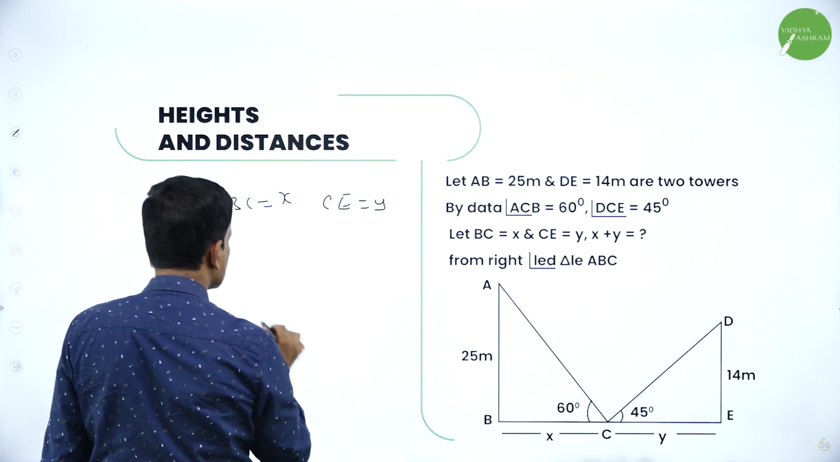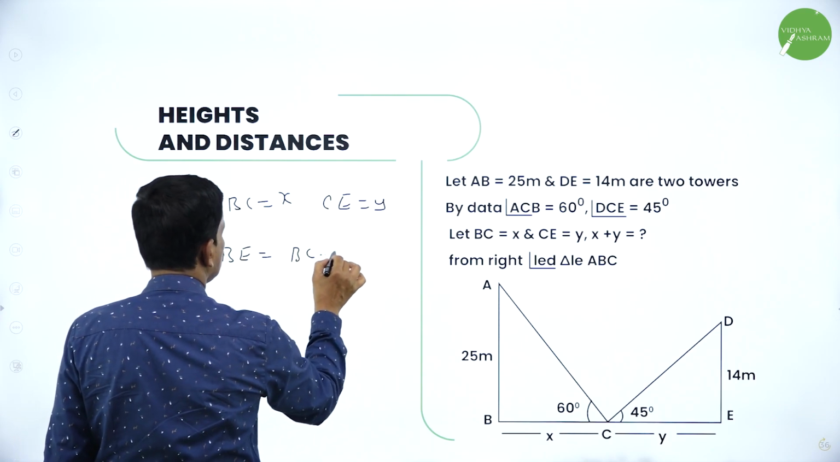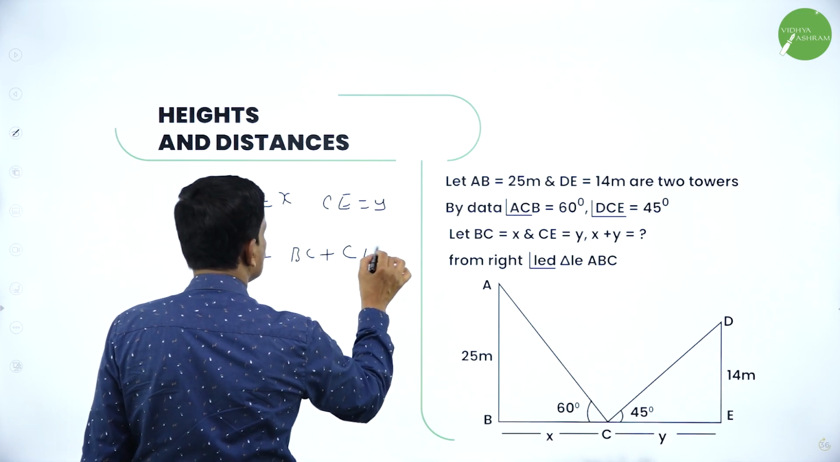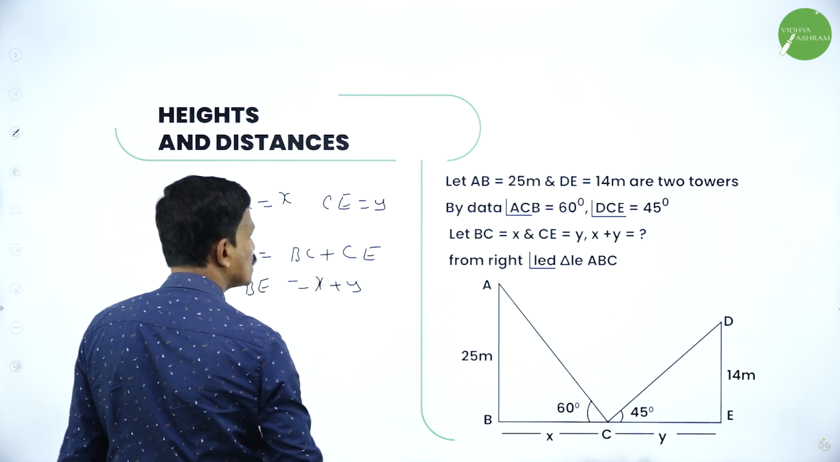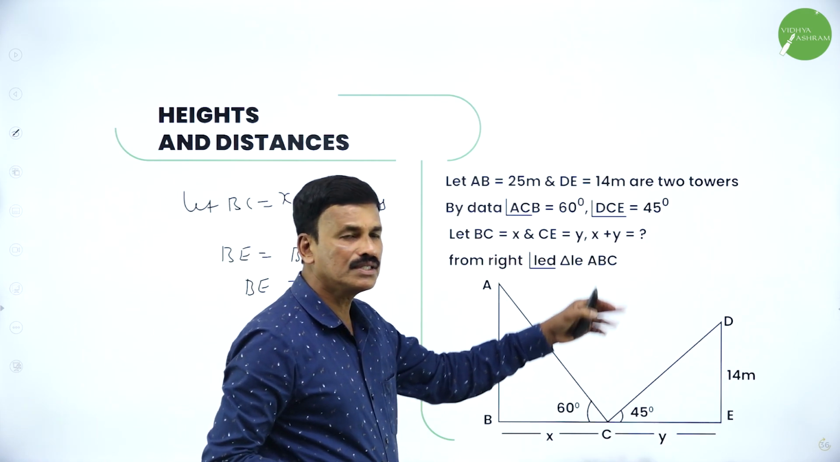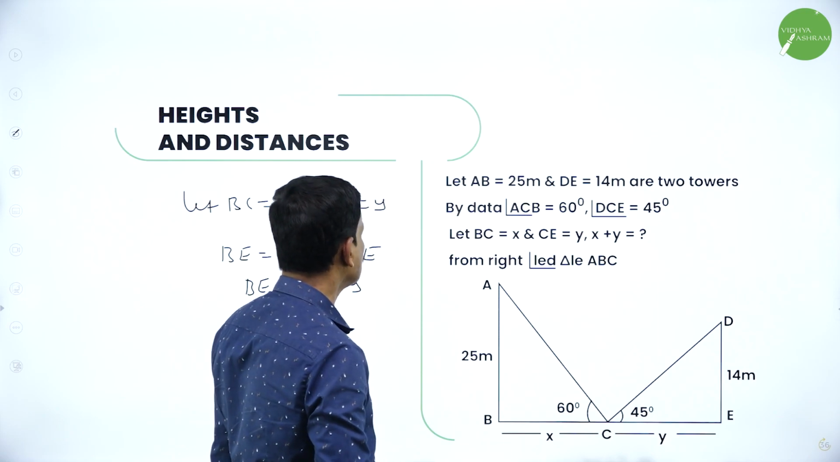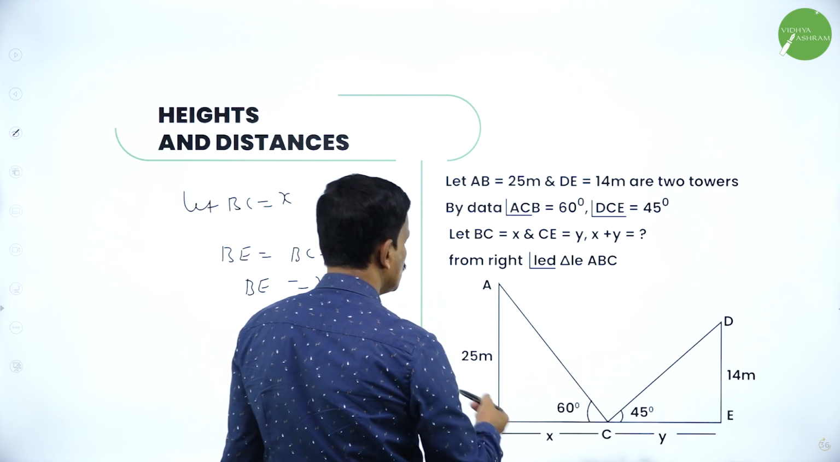Now, what is the total distance? BE is equal to BC plus CE, that is nothing but X plus Y. So BC is equal to X and CE is equal to Y. Therefore, X plus Y is to be determined. Now, let us consider triangle ABC.